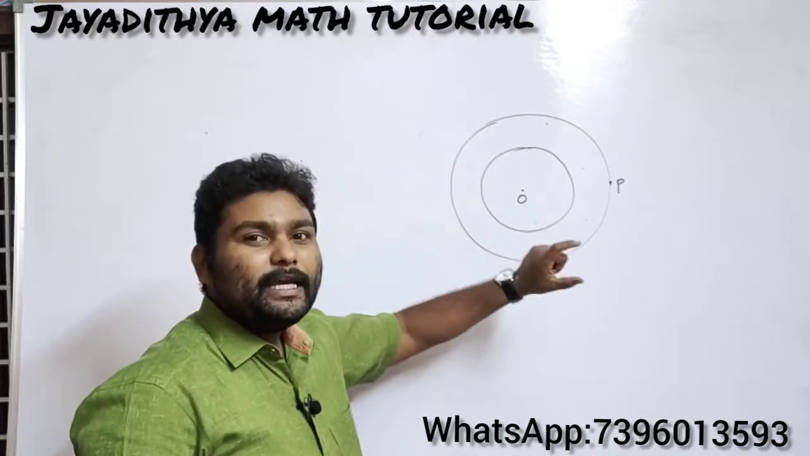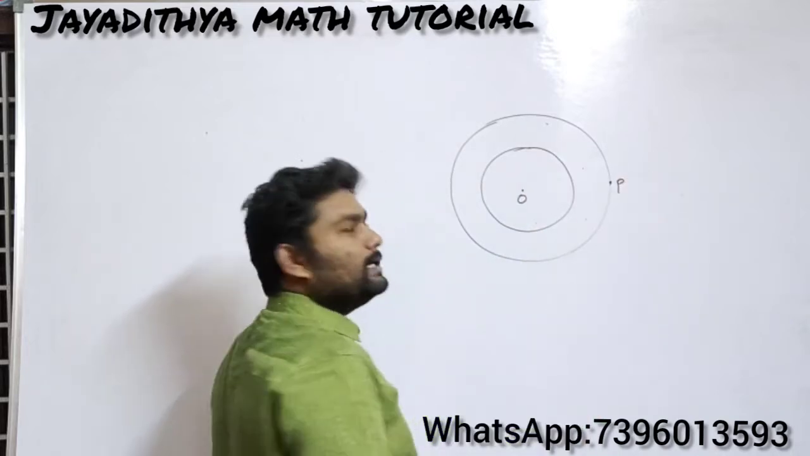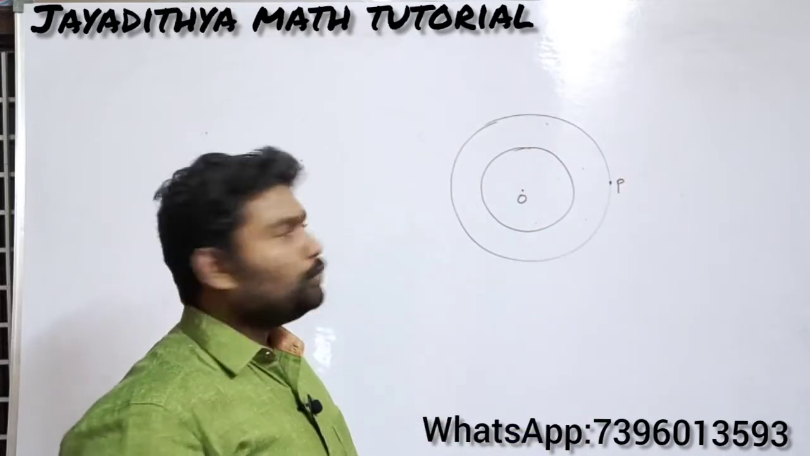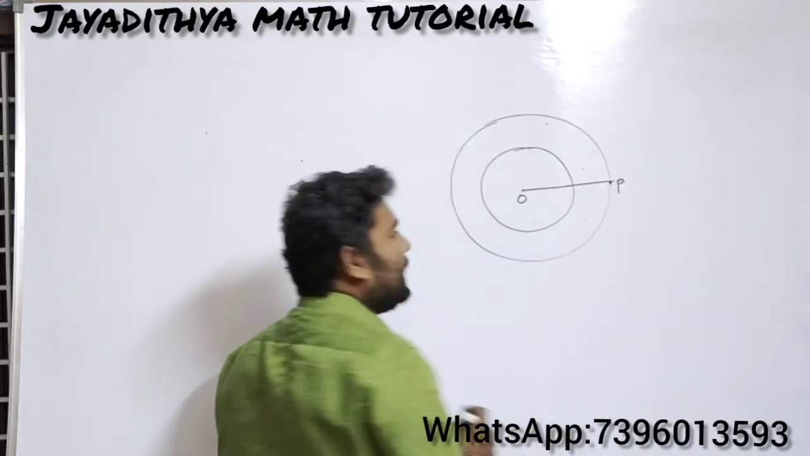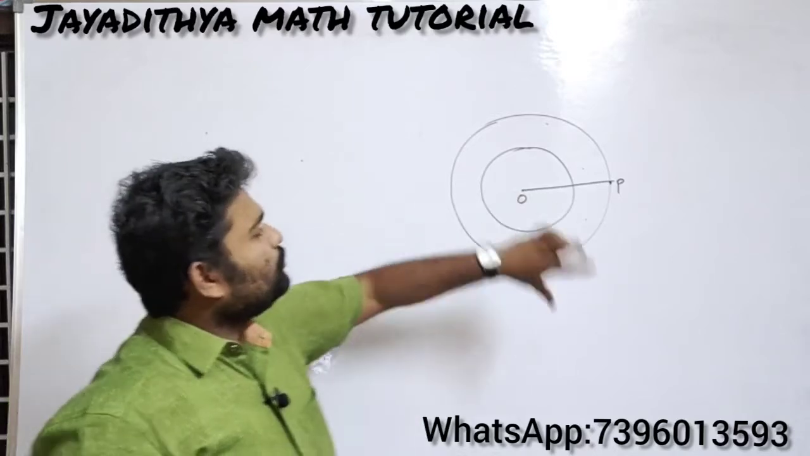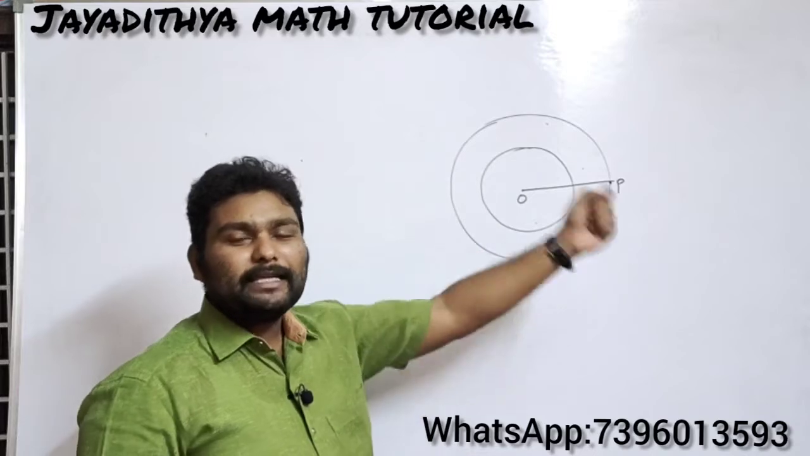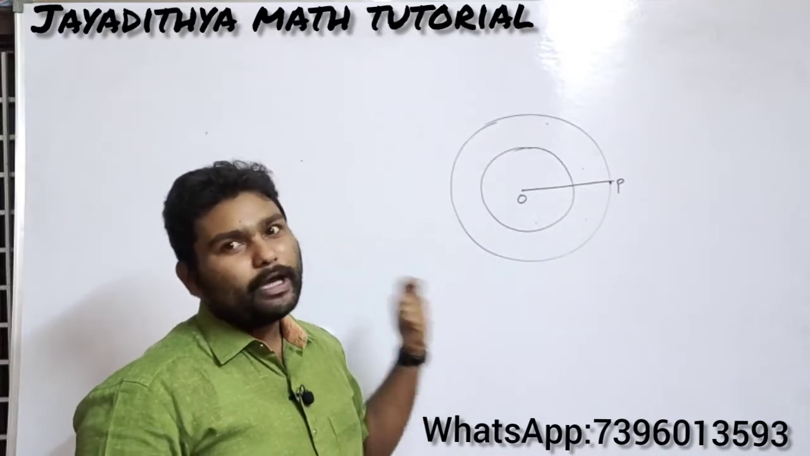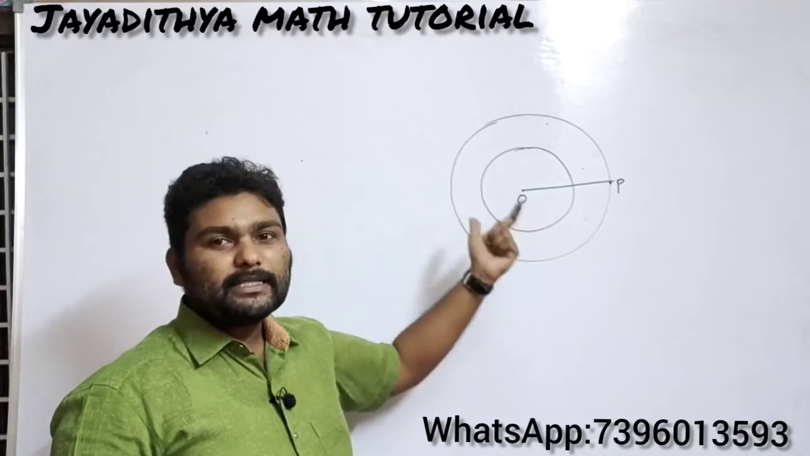So from P you need to draw a pair of tangents to the smaller circle. How to draw? That is very simple. First of all you join O and P. You forget about the outer circle now. If you have an external point and the center, how will you draw this? Just take the perpendicular bisector of OP.